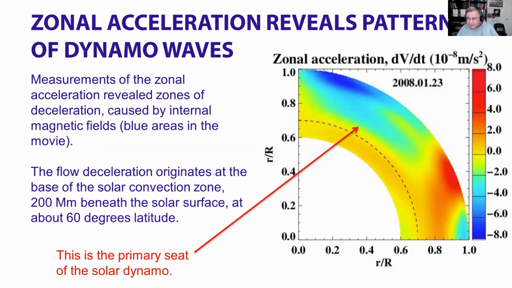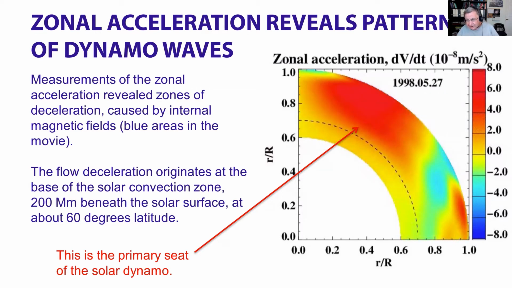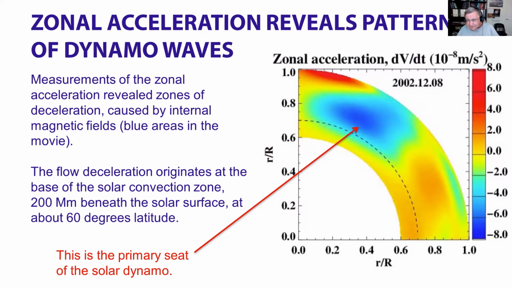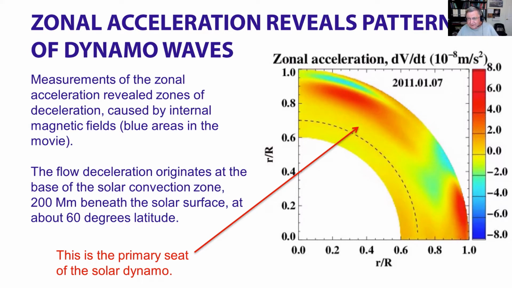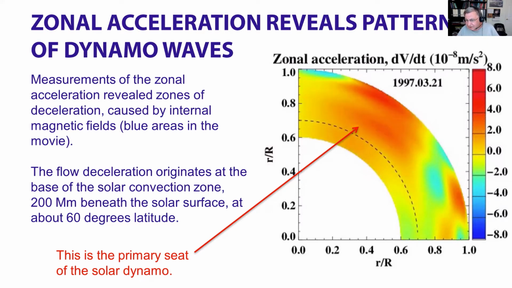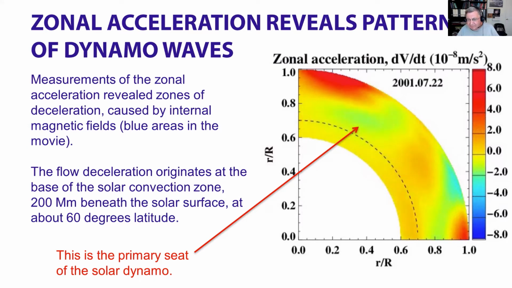So we can see here some kind of wave-like motions. And if you look carefully, you see two kinds of waves. First, you can see the strongest signal originates at the bottom of the convection zone at roughly 60 degrees latitude, and then it migrates towards the poles, one branch, and another branch, which takes much longer, migrates towards the equator.